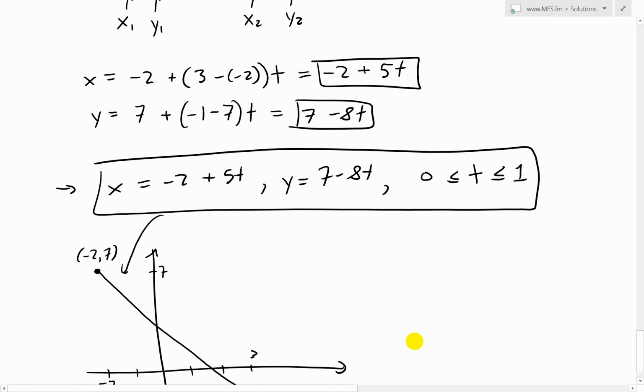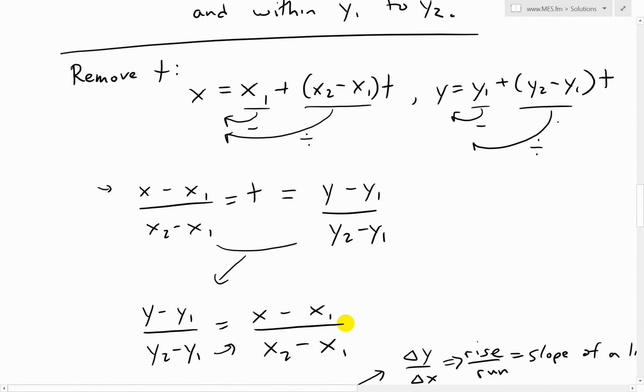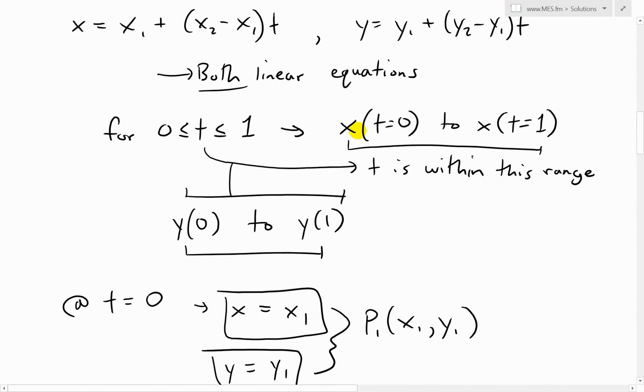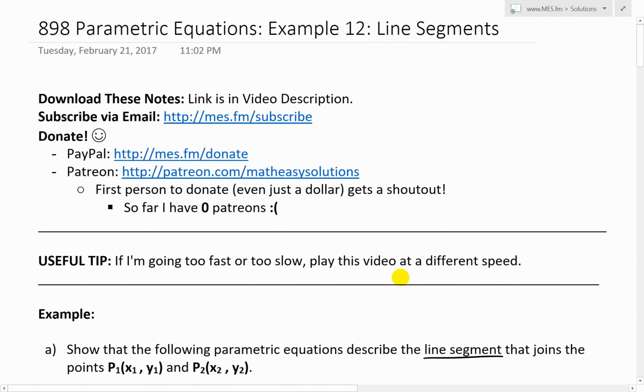So anyways, that's all for today. I hope you learned from this quite extensive video on this seemingly simple concept of writing line segments using parametric equations, but this has very powerful implications for future videos and future applications in the real world.